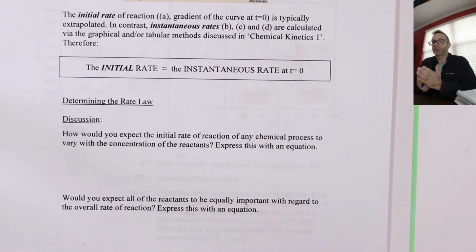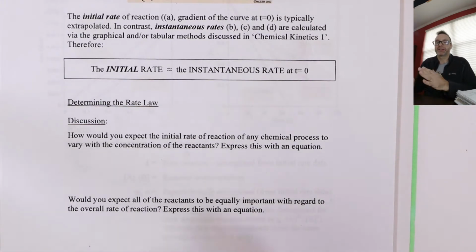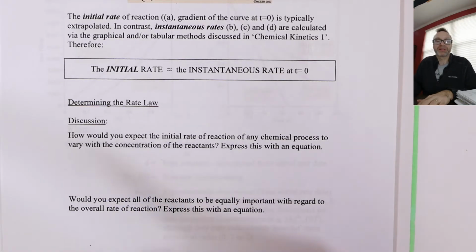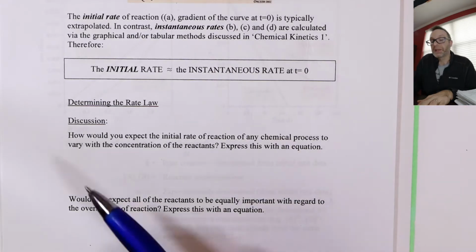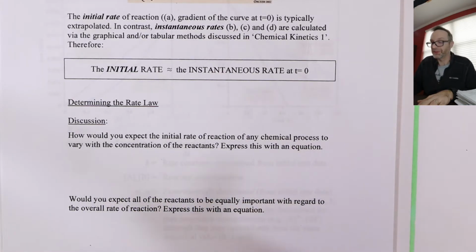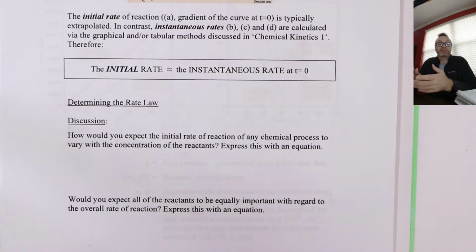Now let's talk about that. I'm not just going to give you the equation. We're going to talk about how it's kind of obvious, when we look at it, why it's the way it is. If we can answer these questions in our head, we can convert those thoughts to math. So how would you expect the initial rate, the speed at time equals 0, of a chemical process to vary with concentration of reactants? Well, the rate's going to go up as the concentration goes up. So we've got a very simple concept to start.